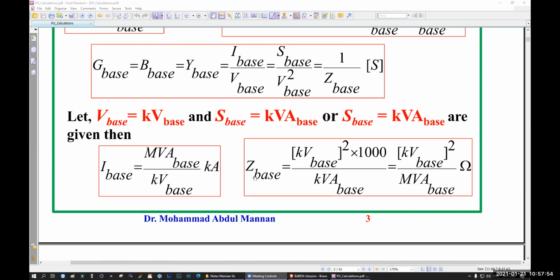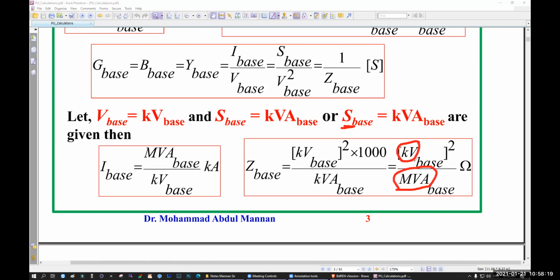So again, Z base is equal to kilovolt base, meaning kV base. This is called kV base, not V. Z base is equal to kV base squared divided by MVA base. Normally in 99% of the cases, your voltage will be given in kilovolt and your S will be given in megavolt ampere. Understood?